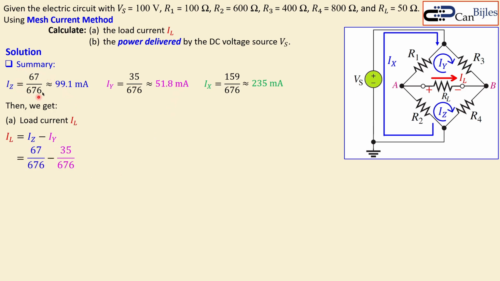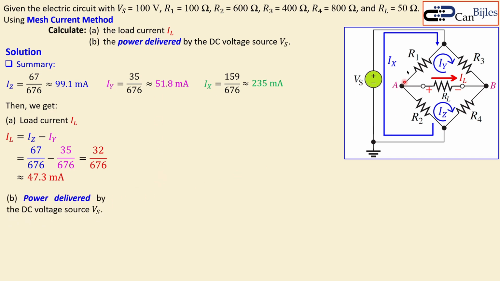Of course I can use exact values. So for IZ I can use 67 over 676. And for this I can also use 35 over 676. Then I will get the exact value 32 over 676, or approximately 47.3 milliamps. That's the load current. That's also the answer for question A.